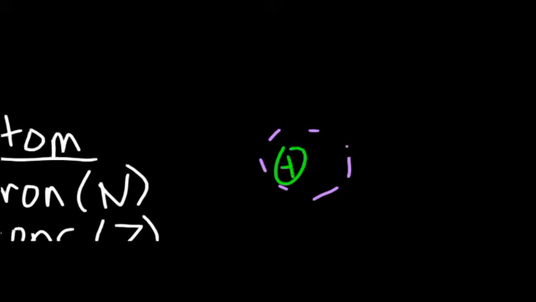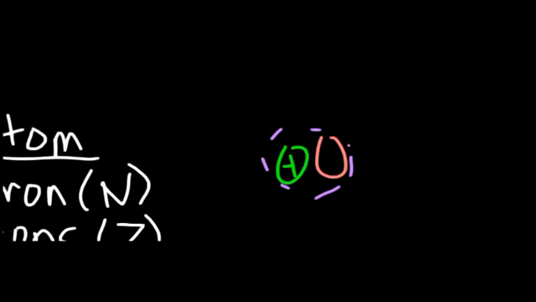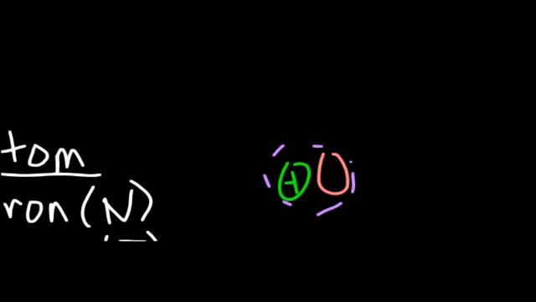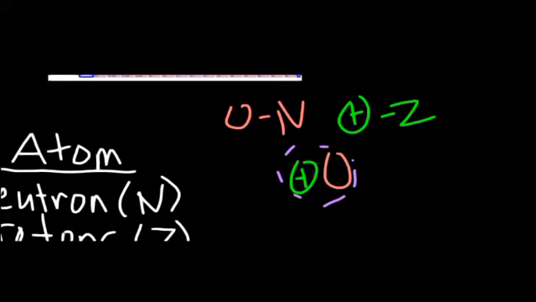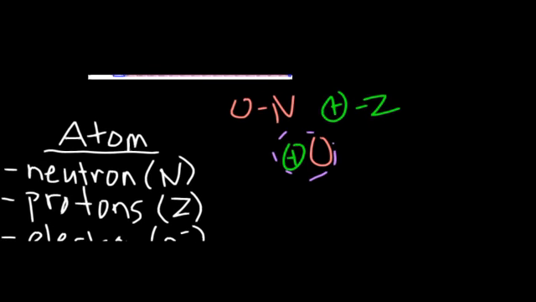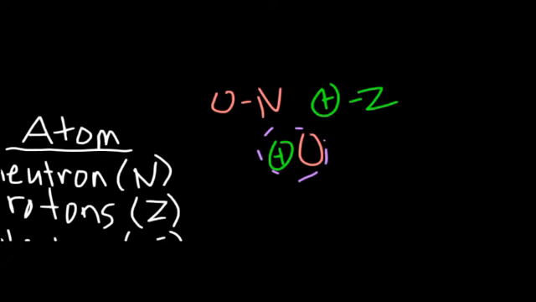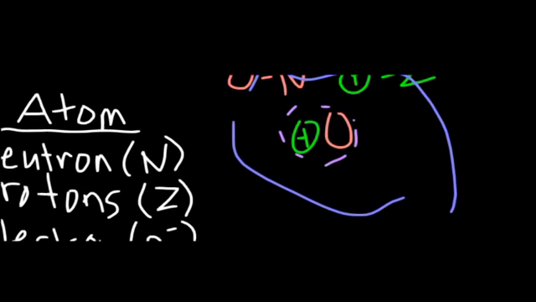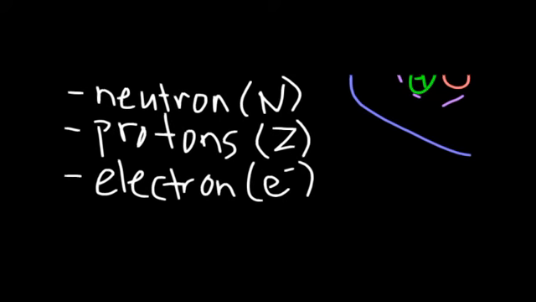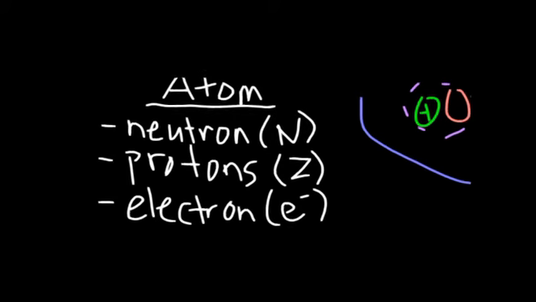The protons and neutrons are going to be here. So for neutrons, these are the neutrons. These are the protons. And electrons are somewhere outside. These are the electrons. So let's talk about concepts and intuition.